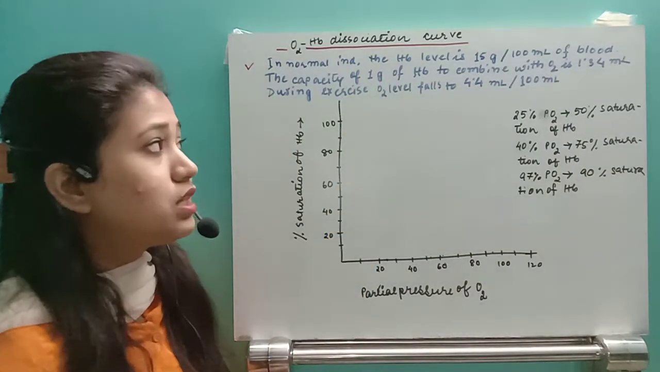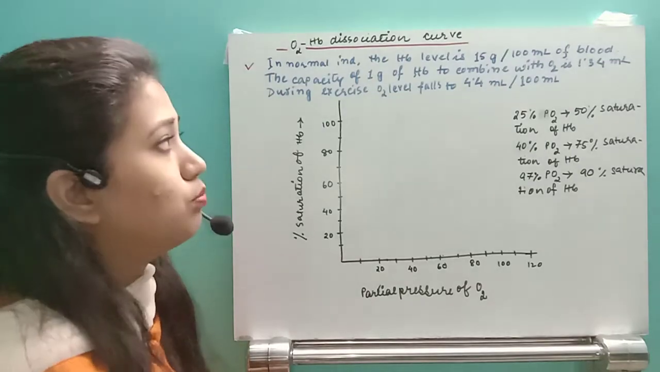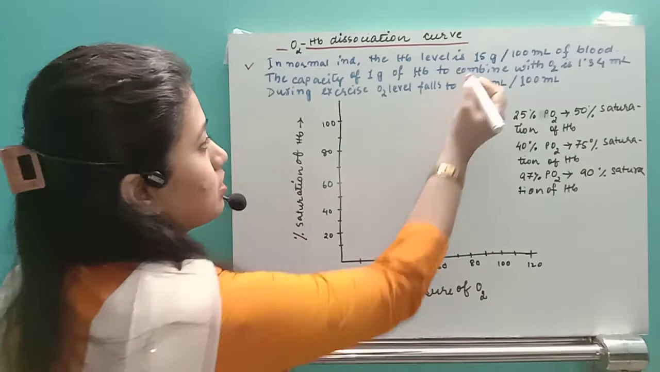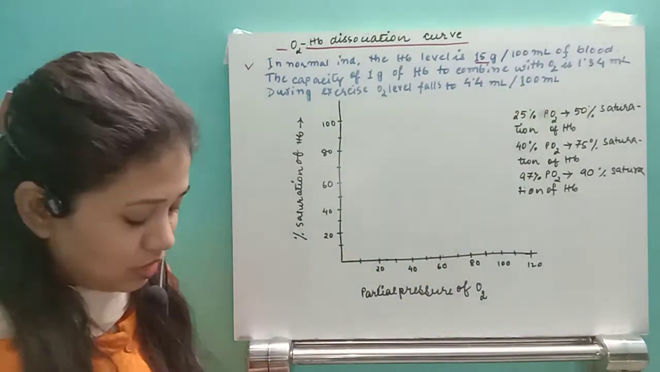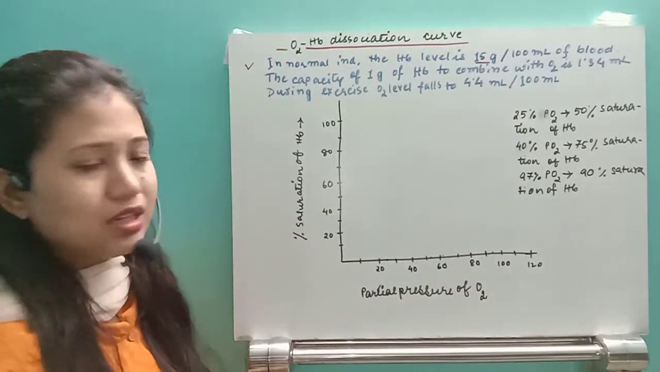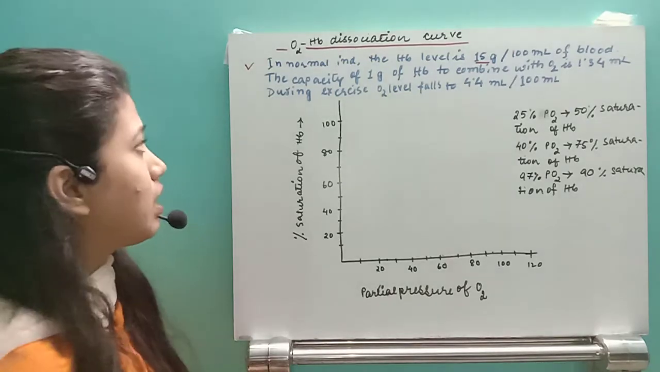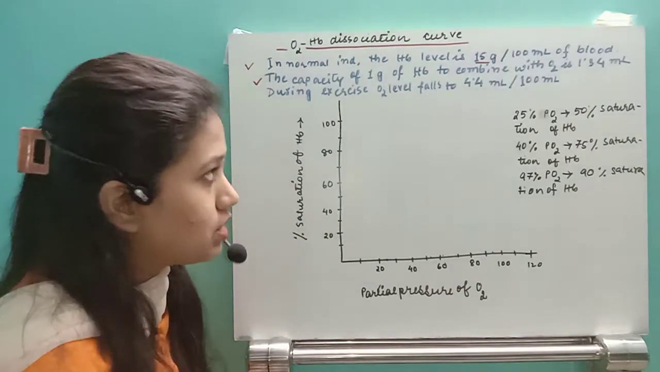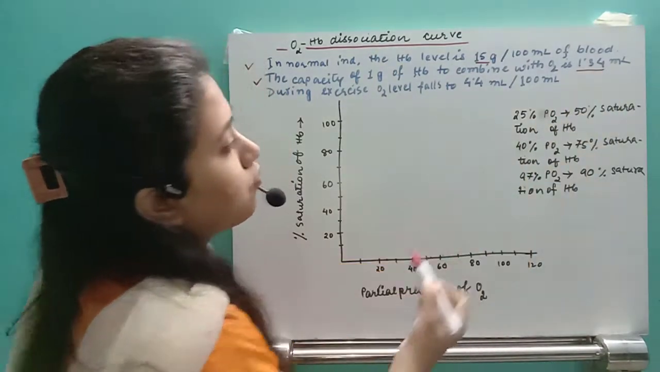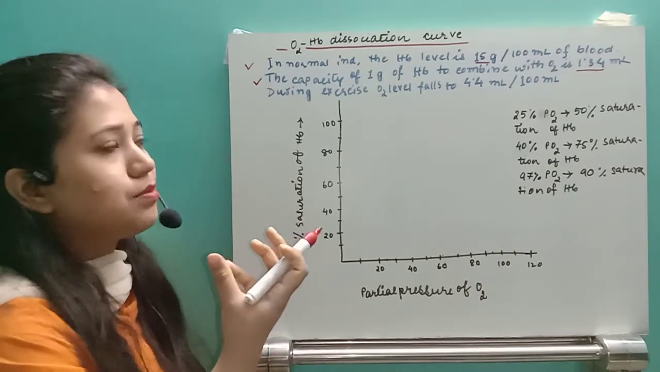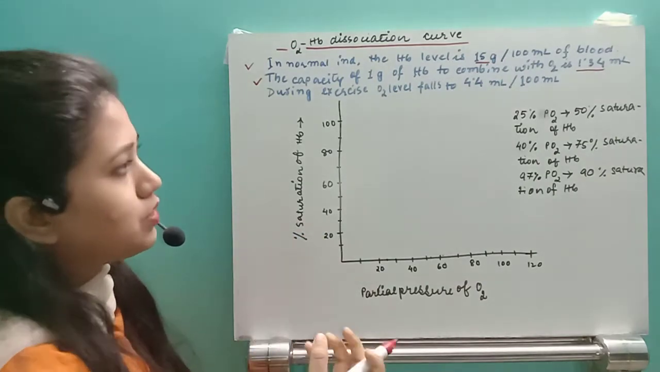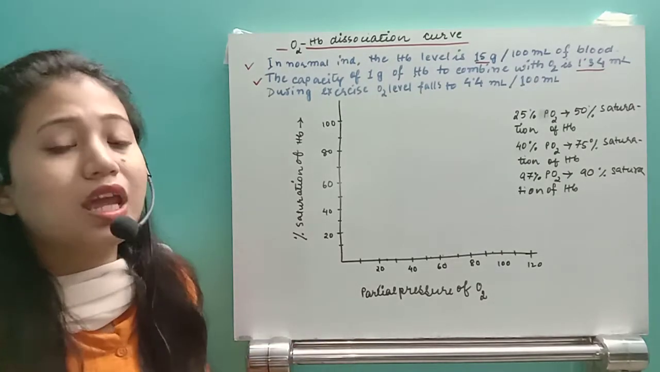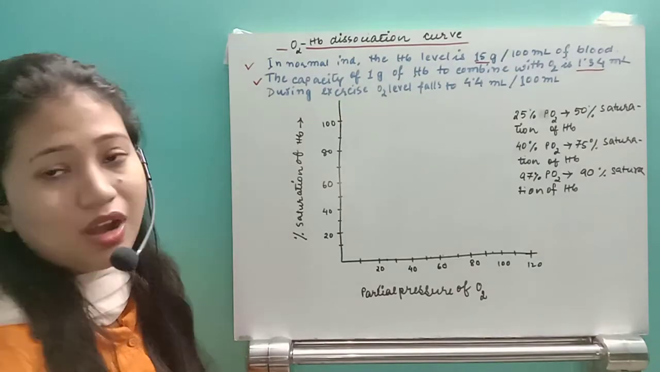In a normal individual, the hemoglobin level is 15 gram per 100 ml of blood. So how much hemoglobin is present in 100 ml of blood? That is around 15 gram. This is very important; directly in some objective questions this can come. Next, the capacity of 1 gram of hemoglobin to combine with oxygen is 1.34 ml.